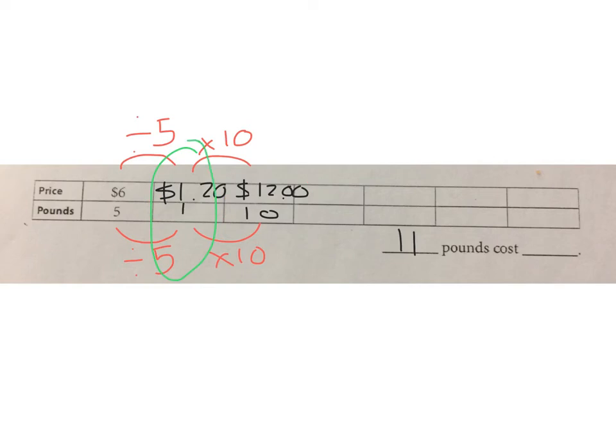my $12 and my $1.20. $12 plus $1.20 is $13.20. And that would be how I figure out what 11 pounds cost if 5 pounds costs $6.